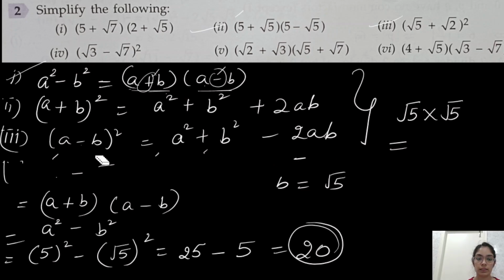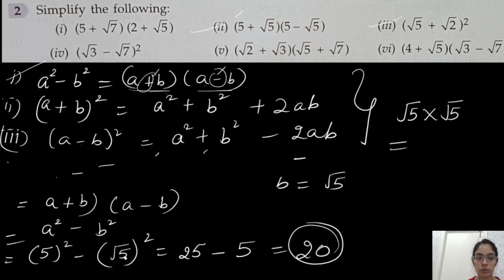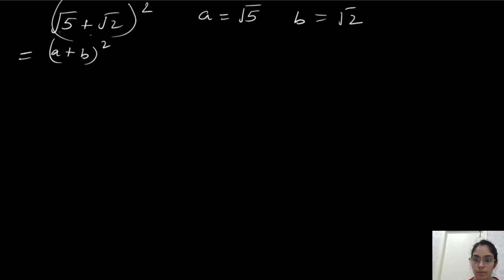I'm just going to clear this one, or we'll do it on the next page. The question is (√5 + √2) whole squared. Let me check it. This is very easy to see. This one is clearly given as (A + B) whole squared, so that means we have to use an identity. First of all, write down what A is. A is √5. What is B? B is √2.